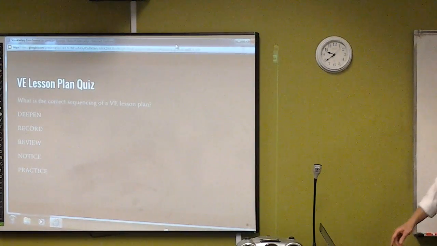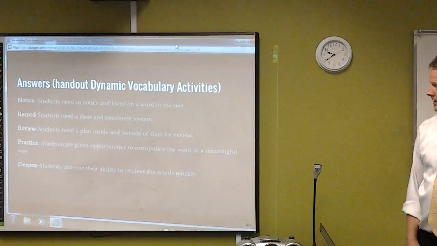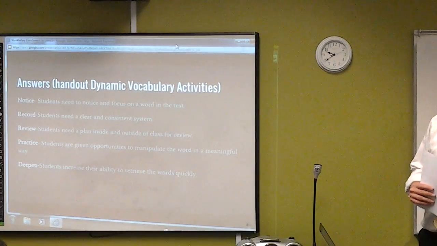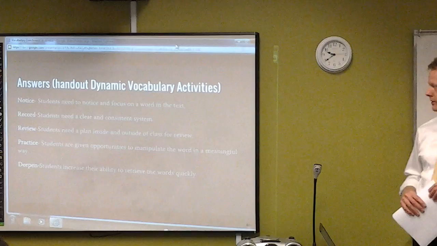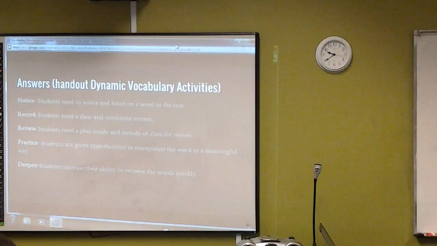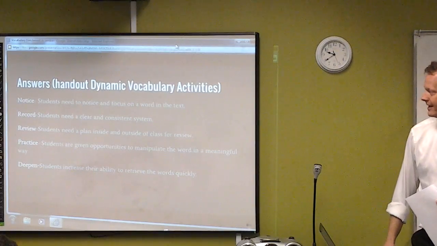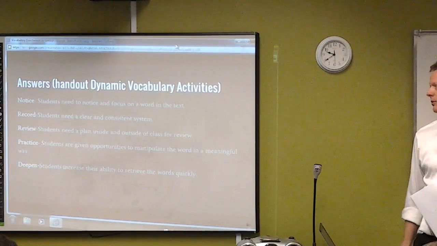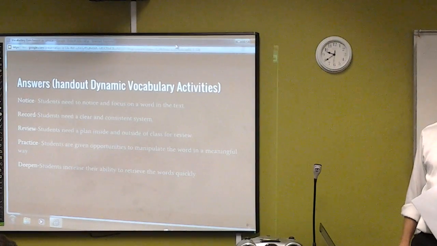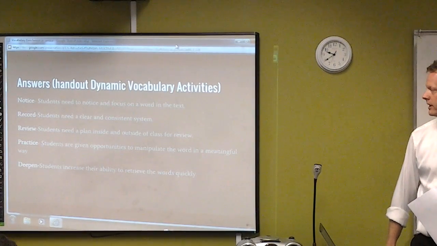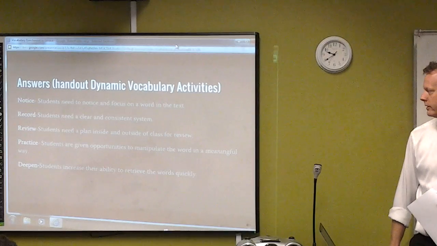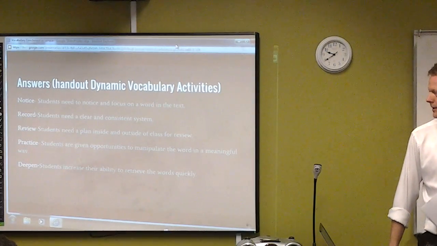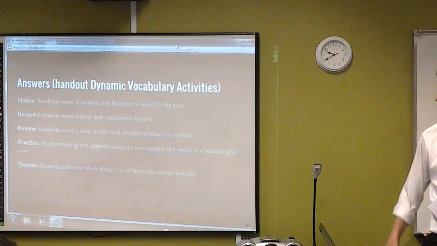All right, let's find out. Here's the correct order. Notice: students need to notice and focus on a word in the text. Record: students need a clear and consistent system to record their words. Review: students need a plan inside and out of class for reviewing the words, or a lot of them are just lost. Practice: students are given opportunities to manipulate the word in a meaningful way. And then deepen: students increase their ability to retrieve the word quickly.